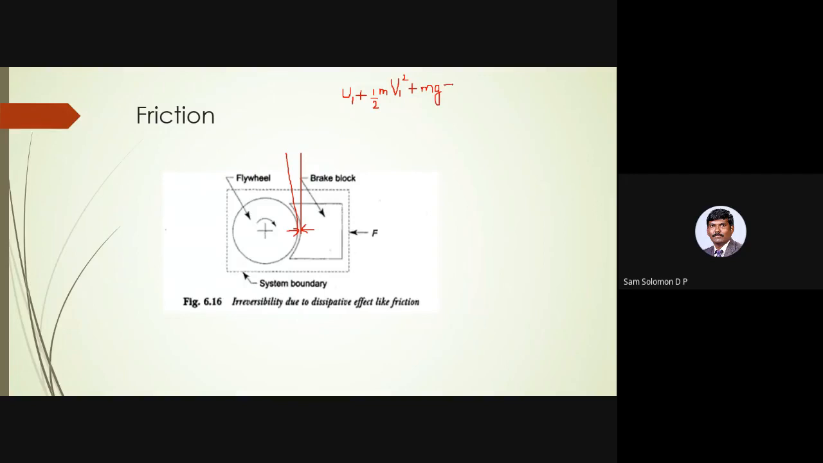And there is no flow work here. There is no flow of air or fluid here. So there is no P1 V1 case here. Okay, so which should be equated to U2 plus half mv2 squared plus mg z2.